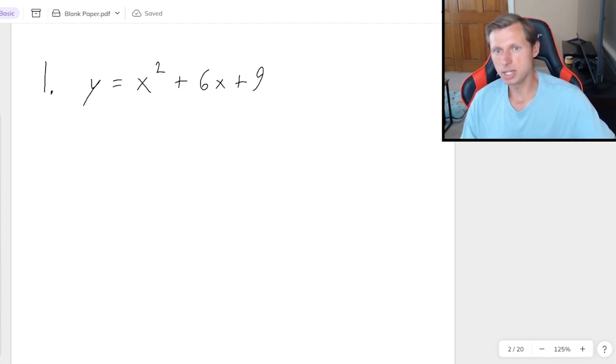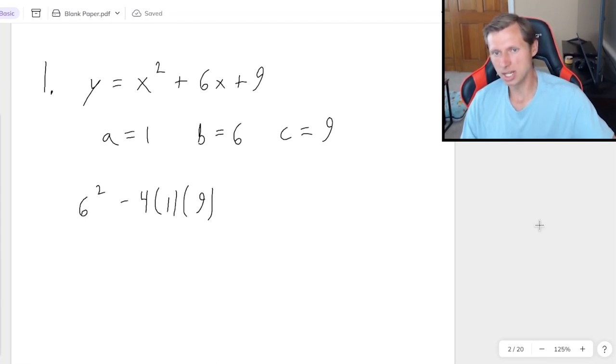So if we have to do b squared minus 4ac, our first job is to say that a is the thing in front of the x squared, which is the invisible 1. b is the thing in front of the x, which is 6. And c is just the constant 9. So then when I plug in b squared minus 4ac, it's going to be 6 squared minus 4 times 1 times 9. So 6 squared is 36, minus 4 times 1 times 9 is also 36.